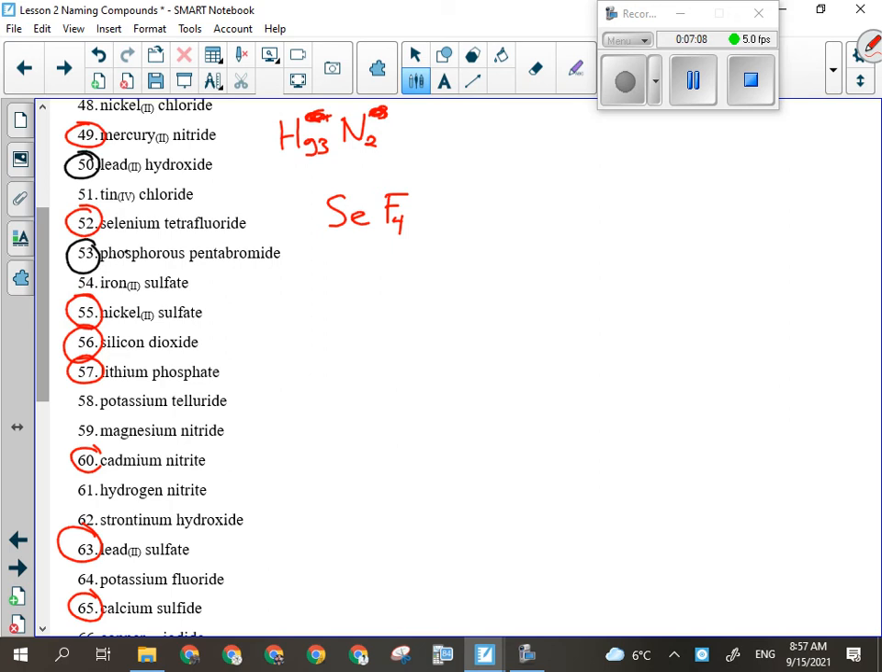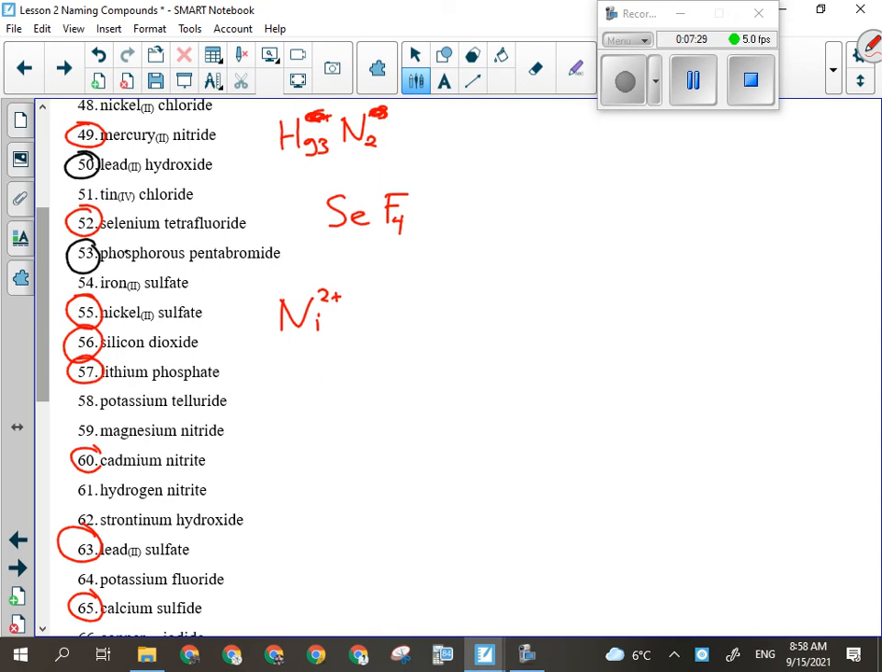For number 55, we got nickel 2 sulfate. Ionic or molecular? Ionic. Okay, so nickel, and the Roman numeral tells me this is the nickel that's 2+, is with sulfate. What's that? SO4. It's a polyatomic ion.